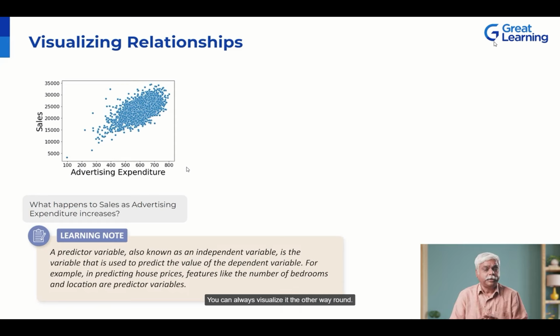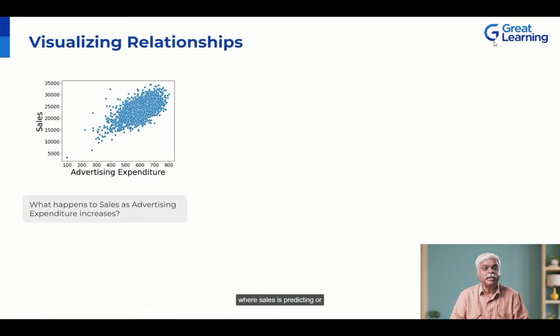Please remember this. You can always visualize it the other way around. But if you visualize it the other way around, you're heading towards a problem where sales is predicting or modeling advertising, which makes sense in its own way, but that is not the problem we're solving now. So, the response variable is on the y-axis. The predictor variable is on the x-axis.